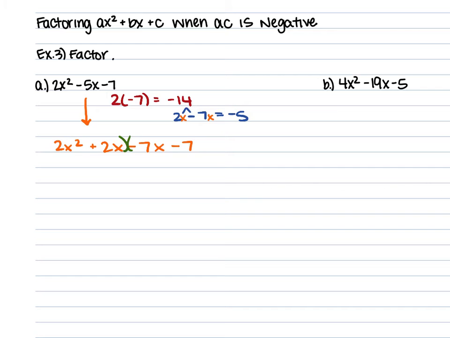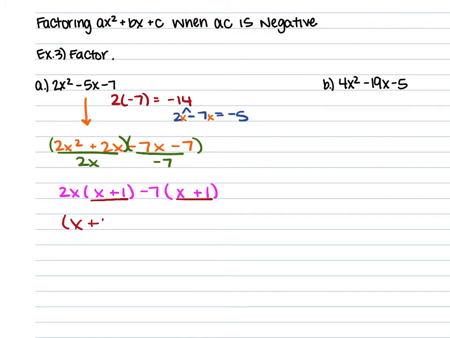Again, 4 terms, factor by grouping. We're going to factor out a 2x from the first set of parentheses. We're going to factor out a negative 7 from the second set of parentheses. So this is giving us 2x times x plus 1 minus 7 times x plus 1. Your two sets of parentheses are the same, so we have x plus 1 times 2x minus 7.